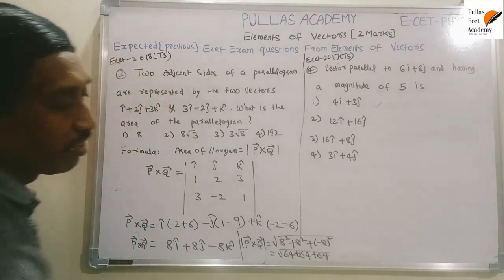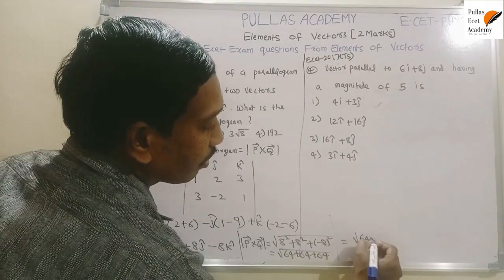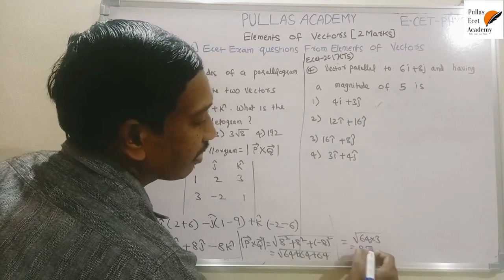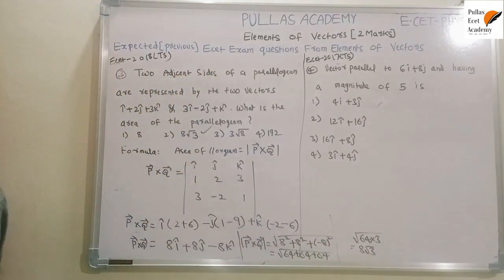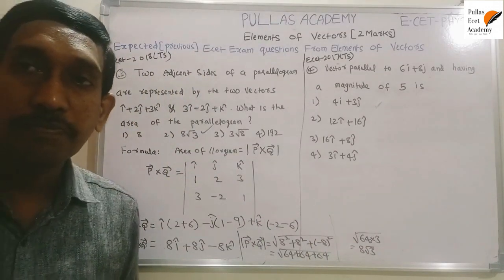If you simplify, what is the value here? Under root of 64 into 3. That means root 64 is 8, so 8 root 3. The answer is 8 root 3. 8 root 3 is the area of the parallelogram. This is the procedure.